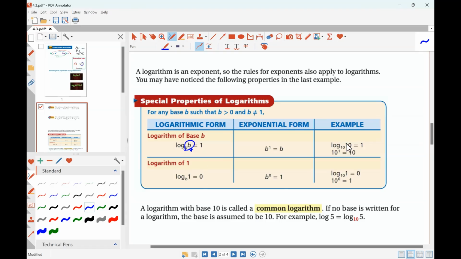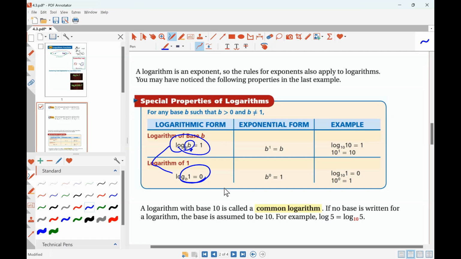For example, log base 10 of 10 is 1. Those numbers are equal, so the result is 1. Log base 10 of 1 is 0. There is 1 written right next to log, no matter what the base is. Since there is 1 written right next to log, it's going to be 0. So those two properties are important for the following sections, and we will also be using them in graphing.